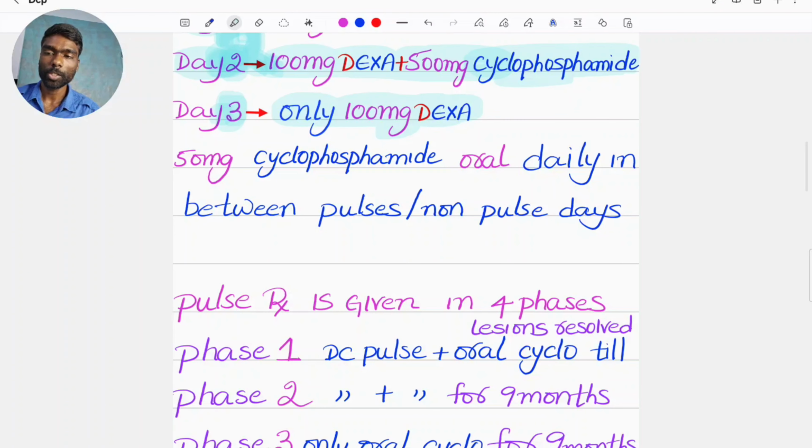50 mg cyclophosphamide oral daily in between the pulses, on non-pulse days. I already told you one pulse will be given for 3 days. Which days? Day 1, day 2, day 3 of every month. Between 2 months' first 3 days, there will be a gap period. This gap is nothing but non-pulse days in between the pulses. A low dosage of cyclophosphamide, 50 mg, we will give.